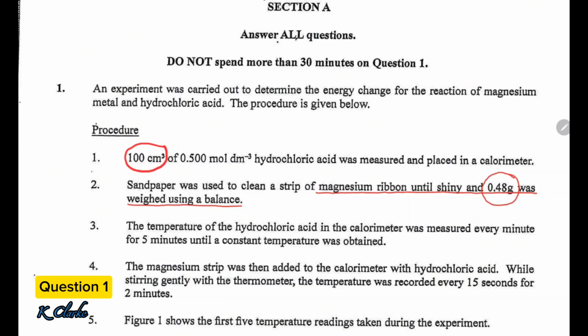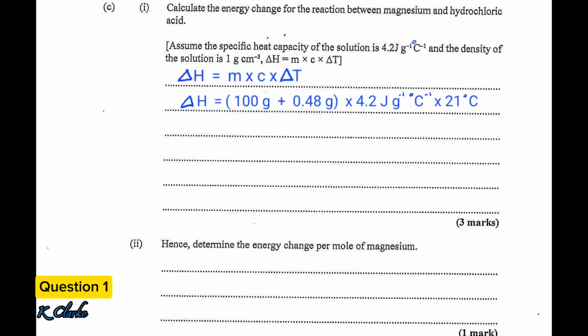Based on the experiment, the mass of the magnesium is 0.48 grams and the mass of hydrochloric acid is 100 gram. 100 gram is the same as 100 cm cube. Hence, the change in energy equals 100 gram plus 0.48 gram multiplied by 4.2 joules per gram per degree Celsius multiplied by 21 degrees Celsius.